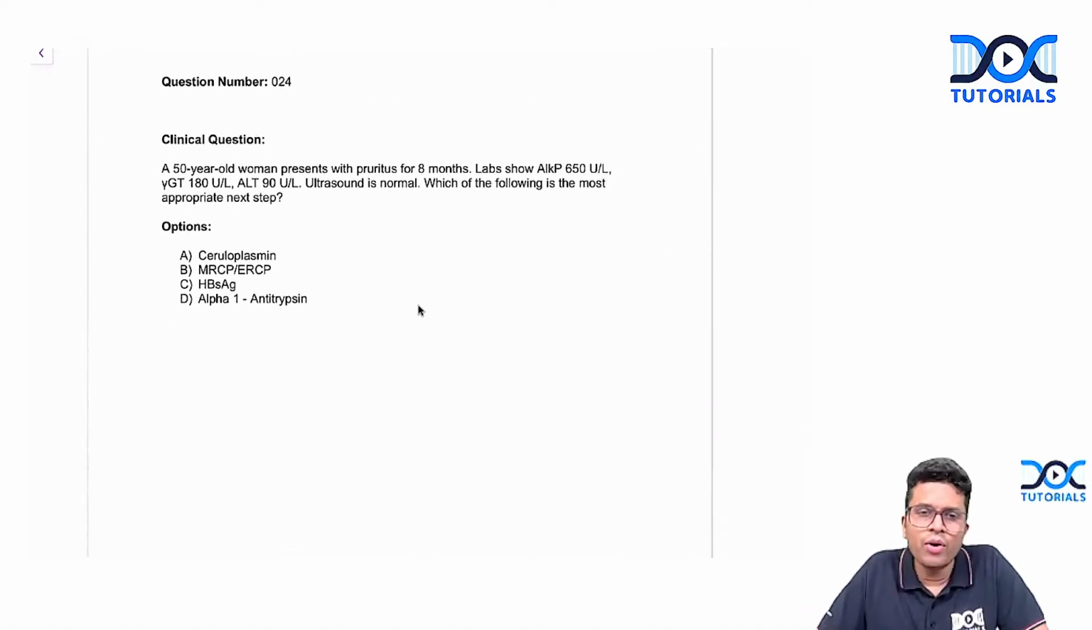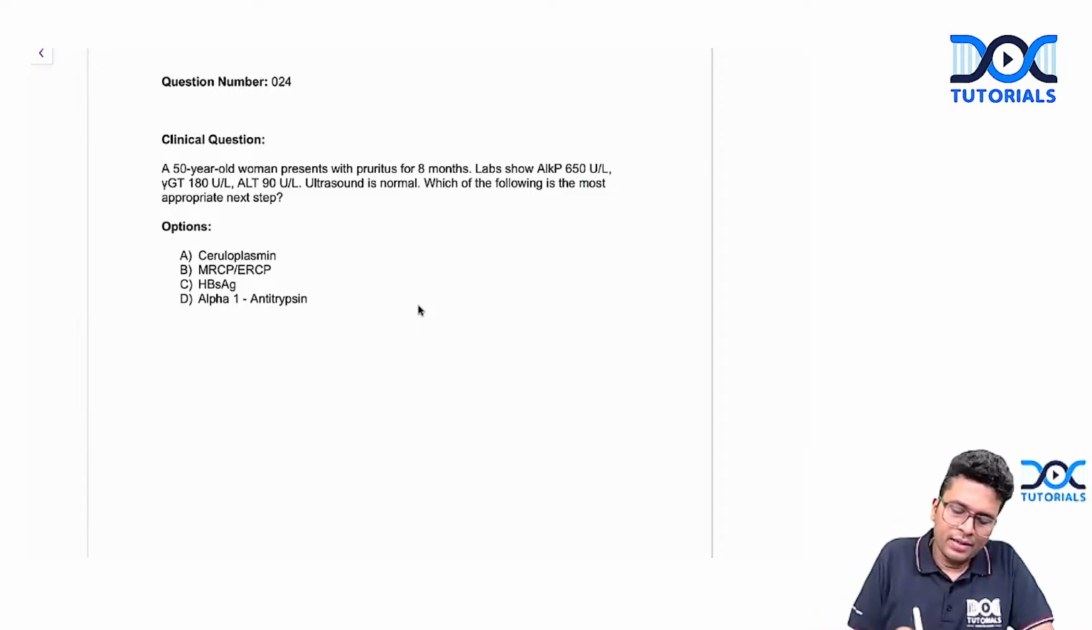Question number 24. A 50-year-old woman presents with pruritus for 8 months. Alk phos is elevated to 650, GGT is elevated to 180, so we know it is a liver cause. ALT is borderline elevated, ultrasound is normal. What is the next best test? So pruritus is there and it is cholestatic. Okay, so what would you do next?